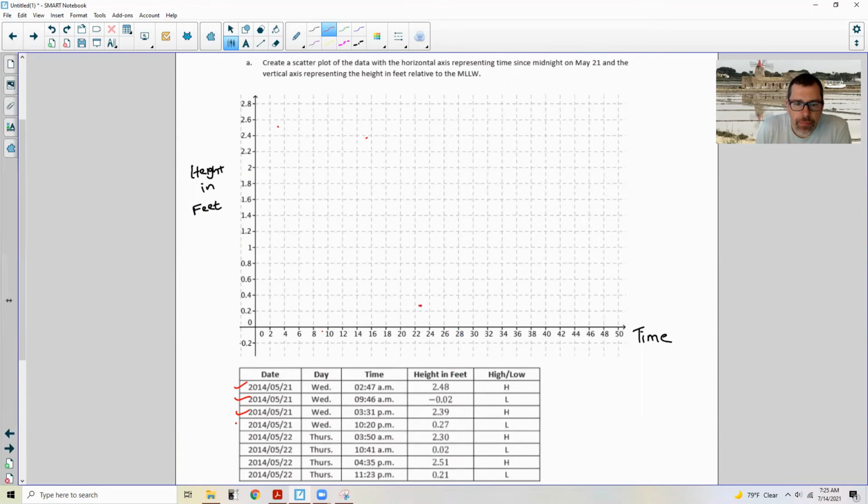Okay. Thursday, May 22nd, 3:50 a.m. Well, midnight would have been 24 hours after the previous midnight. 24 plus 3 is 27:50, almost 28. Just shy of 28 to 2.3. So here's 28, here's 2.3, just to the left of it, right about there. Okay, 10:41 a.m., 24 plus another 10 is 34. 34 is over here, 0.02. 0.02 is almost 0 right there.